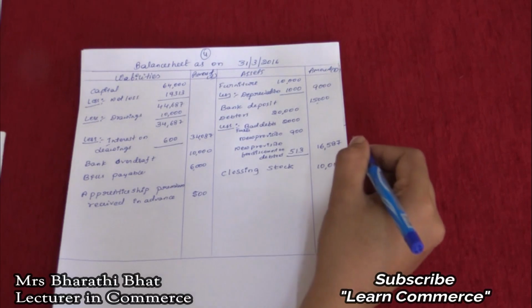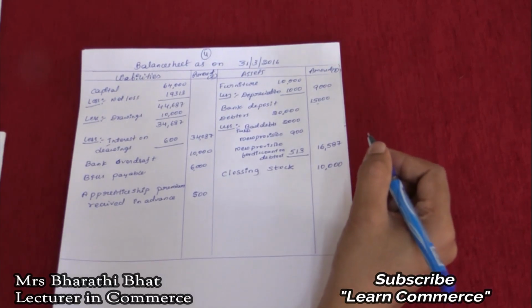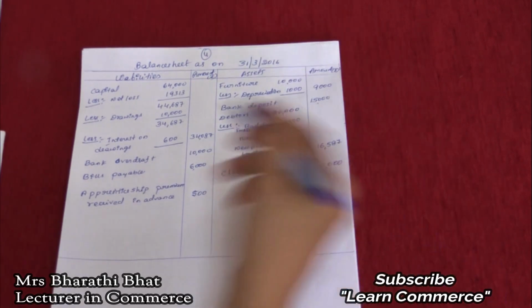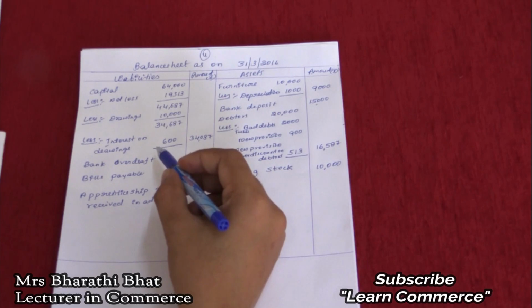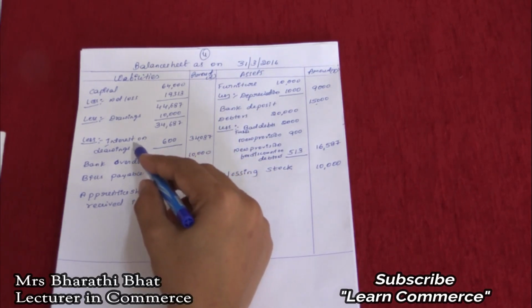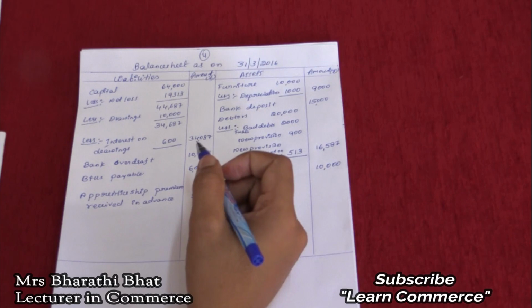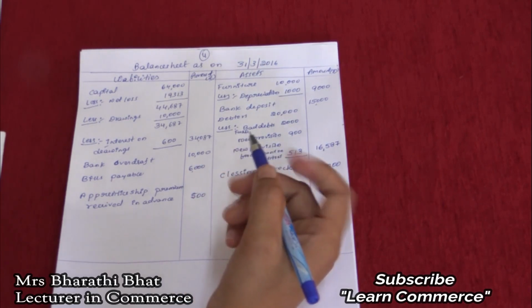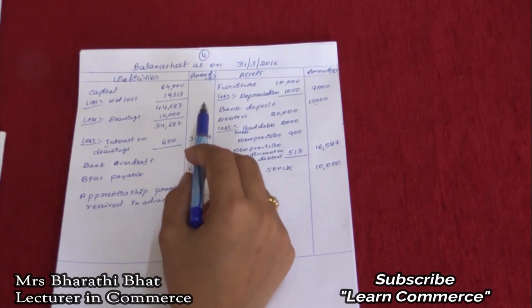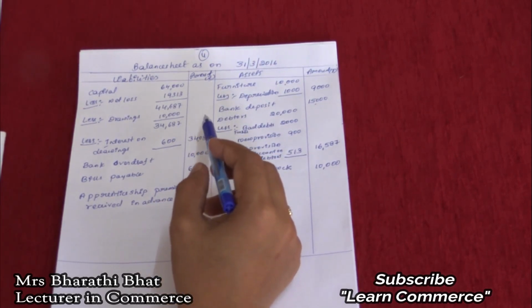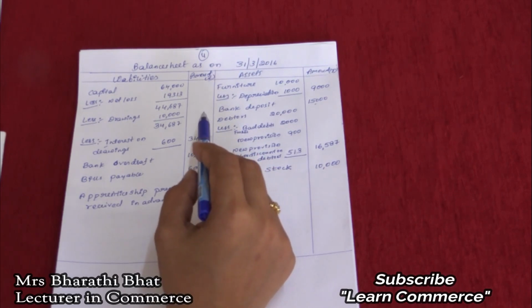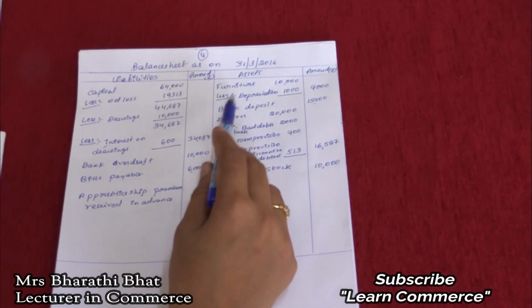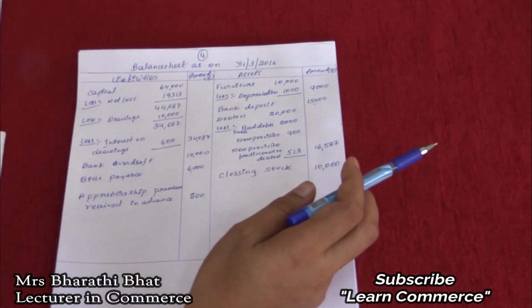And further bad debt calculation we completed, we recorded this information. Interest on drawings, yes, once we recorded under profit and loss account, and here also we deducted that amount from this amount. And the next case, depreciation, yes, we calculated in profit and loss account, and we recorded that amount in debit side of the profit and loss account, and here also we deducted that amount from the furniture value.